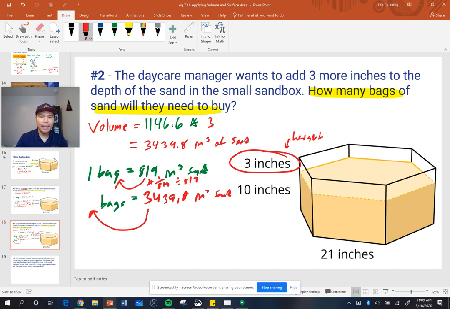So I'm going to take that total number for the 3 inches getting filled up, and I'm going to times it by 1 over 819. So I do 3,439.8 divided by 819, and I get 4.2 bags. But remember, we're going to buy bags. We can't buy 0.2 bags. So I'm going to say my answer is going to be 5 bags.